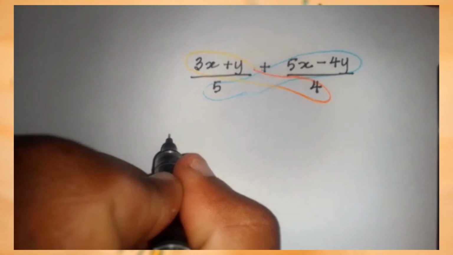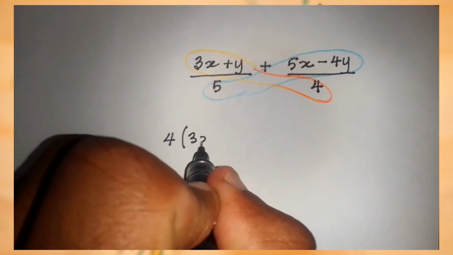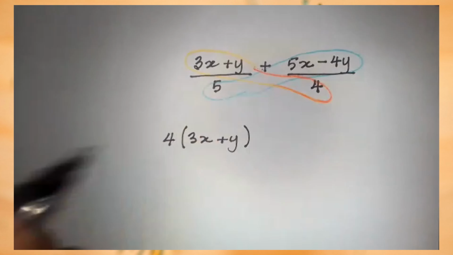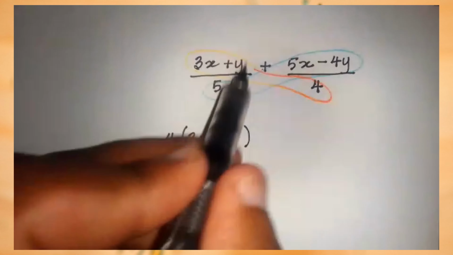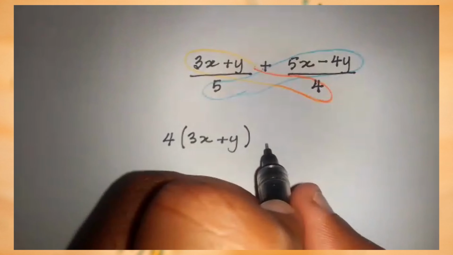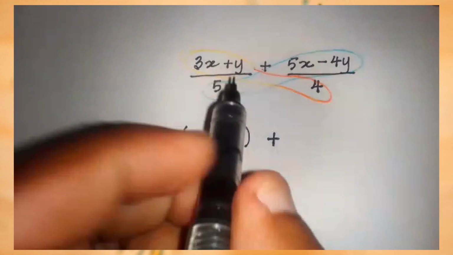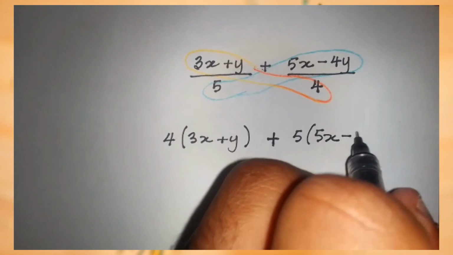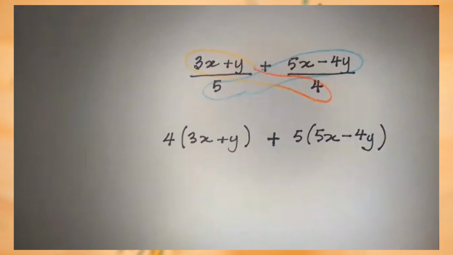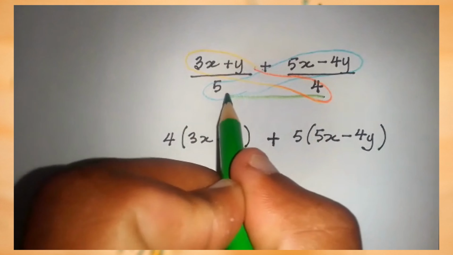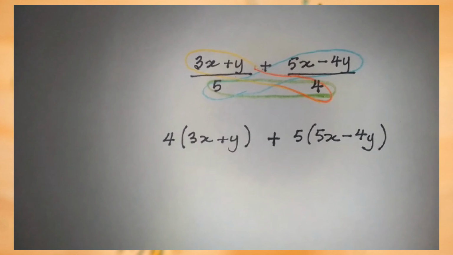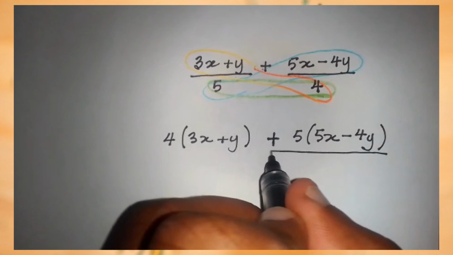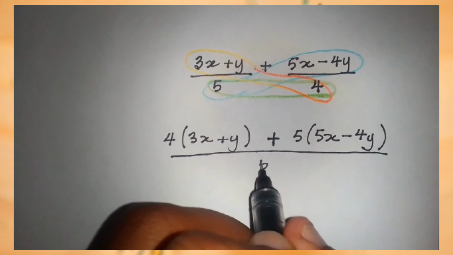So I'm going to multiply 4 by 3x plus y. Alright, this 4 with these terms up here. Put back the big plus sign. And then this 5 with this 5x minus 4y. And that will give me my new numerator. Then for the new denominator, it's going to be this 5 and this 4. Going to have to multiply them. So 5 times 4.